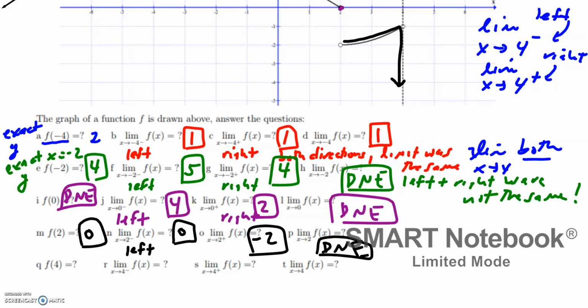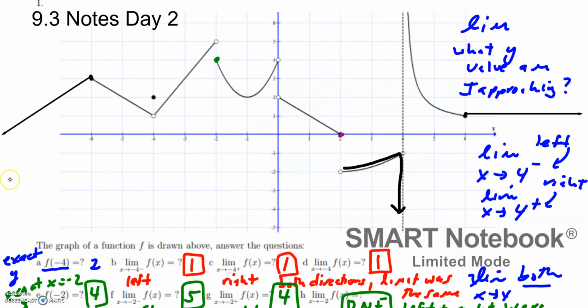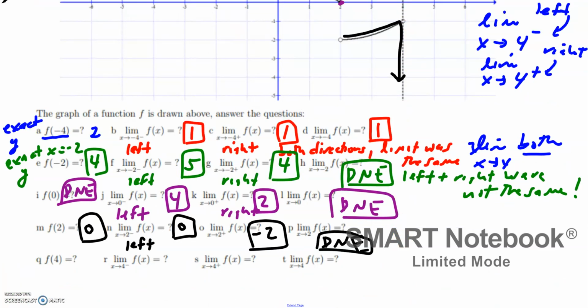Last piece of this, if we look at f of 4, we're asking what y value exists at 4. Now this one's interesting. We have a vertical asymptote here at 4. So are there any values that exist at 4? No, because we have a vertical line we can't cross. So this example would be D and E, does not exist.